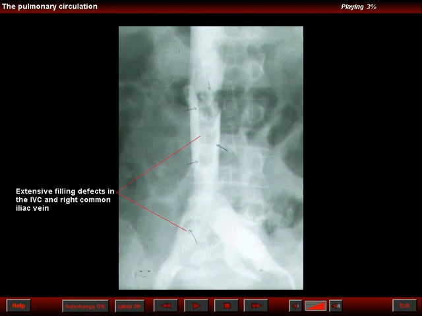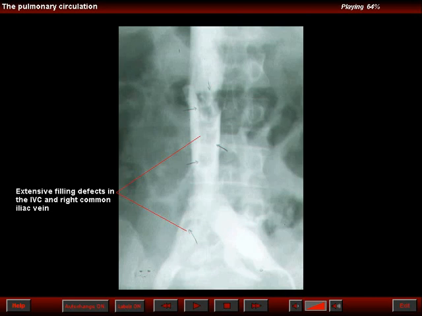Here we can see extensive filling defects in the iliac veins and inferior vena cava. This is an ominous sign and may represent impending production of a massive embolus. So such a patient should be treated immediately with the insertion of a cable filter, or if the patient is going to have surgery, the inferior vena cava should be ligated distal to the renal veins.